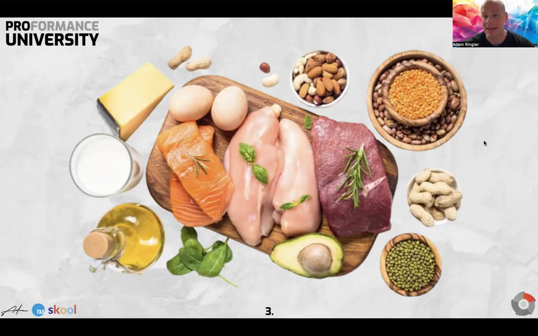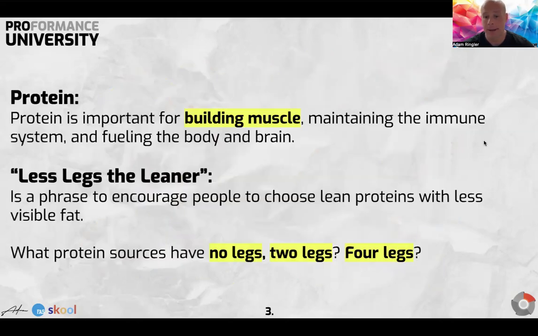These are the basis of your building blocks. It's important for building muscle, maintaining your immune system, fueling your body and your brain. A concept that I stole from Athletes Performance, now Exos, is "less legs, the leaner." They used to say less legs, the better. It's just a phrase that I like to share with athletes to encourage them to choose lean proteins with less visible fat.